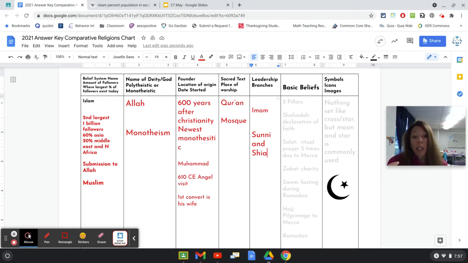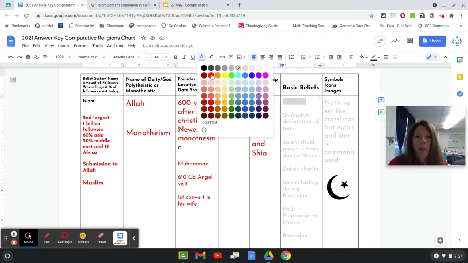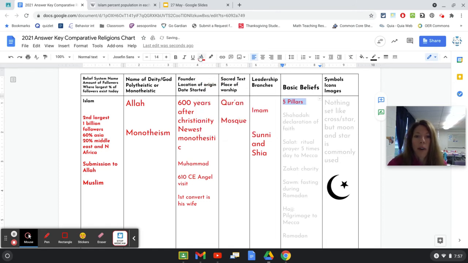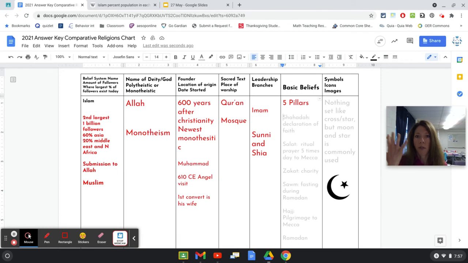Okay, then probably the next most important thing, or maybe the most important thing out of all this, is what the heck do they believe? And we heard Hip Hughes go through this too. They have something called the 5 pillars. It's kind of like a breakdown, maybe an easier way to remember things. So write down 5 pillars, please. The 5 pillars is just 5 things that all Muslims are supposed to do to be good Muslims.